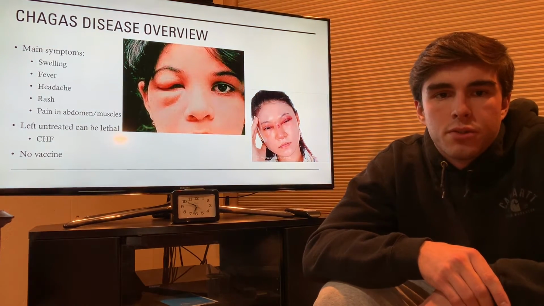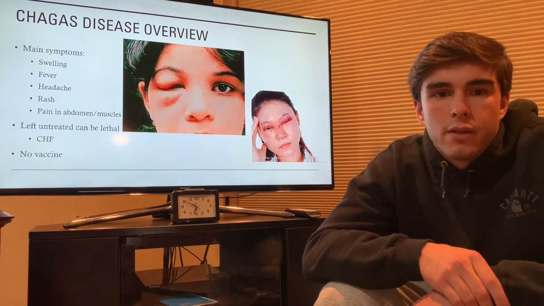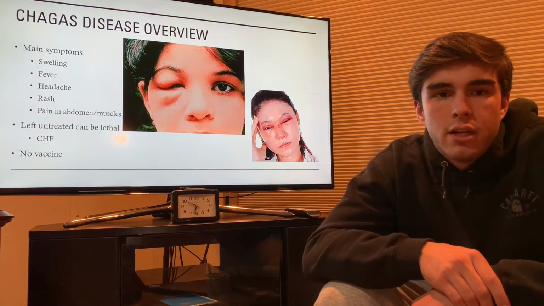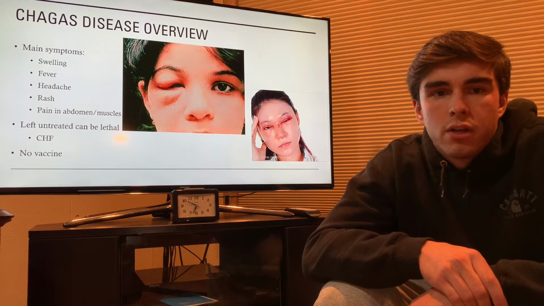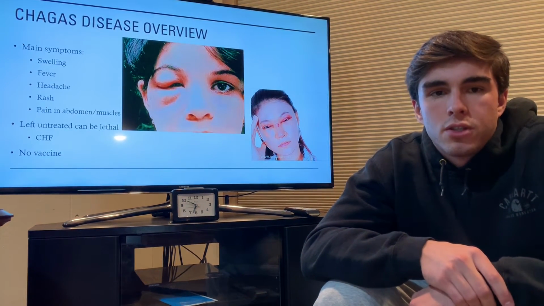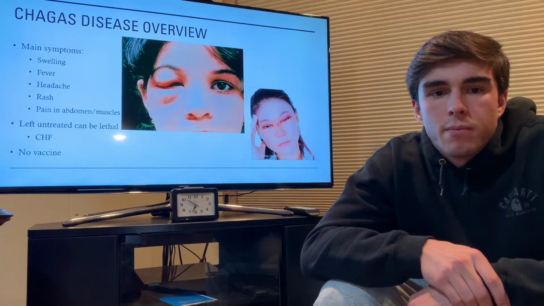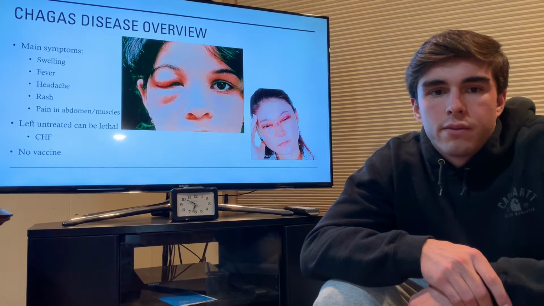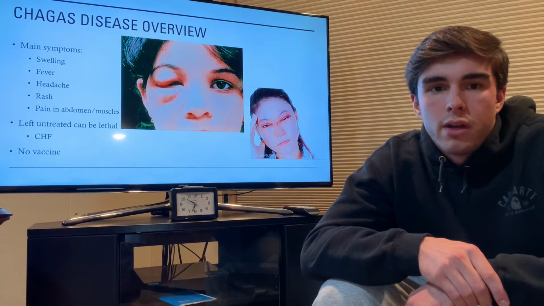Chagas disease is able to be treated and managed with antibiotics and other treatments. Main symptoms of the disease include swelling, fever, headache, rash, and pain in the patient's abdomen and musculoskeletal systems. If a person contracts Chagas disease and it goes undiagnosed and untreated, it does have the potential to be lethal, causing congestive heart failure in those that are undiagnosed and untreated. Current treatment is just therapeutics. There is no known cure or vaccine for this disease. The absence of one can be attributed to a lack of research of the disease, and this is why it is categorized as a neglected tropical disease by the World Health Organization.